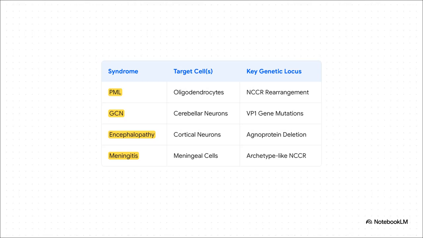Now, once it's in the CNS, it doesn't just cause one disease. And this is a fantastic example of intra-host evolution. Depending on which specific genetic mutations occur, the virus actually changes its target. The classic disease, PML, involves that NCCR rearrangement we talked about, which lets it target oligodendrocytes. But if you get mutations in the VP1 gene instead, its target can shift to cerebellar granule cells, causing GCN.